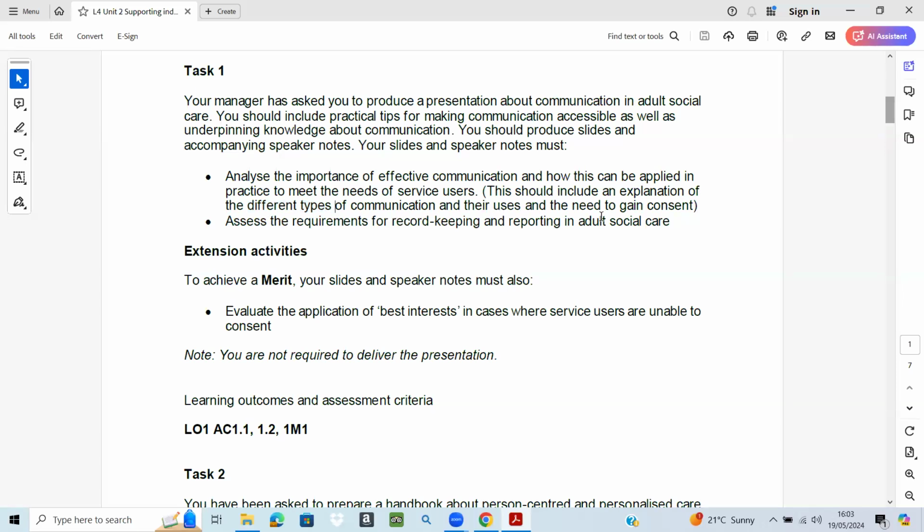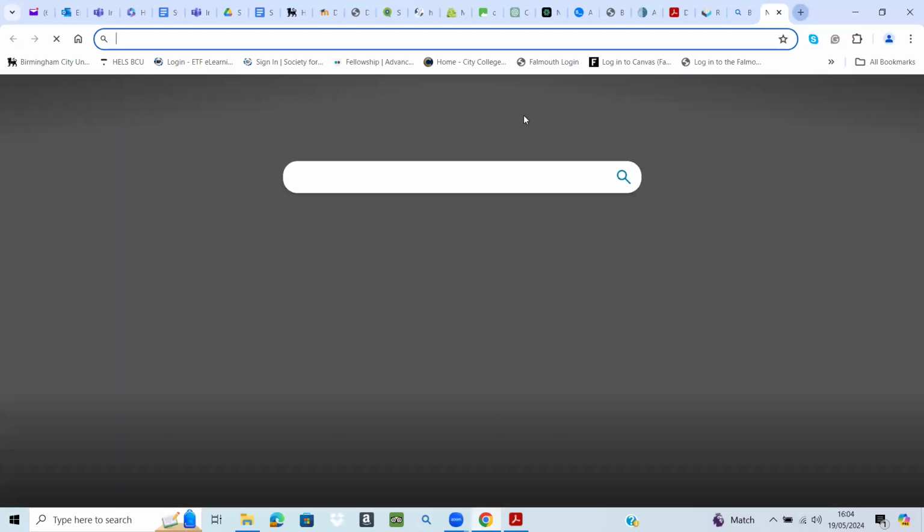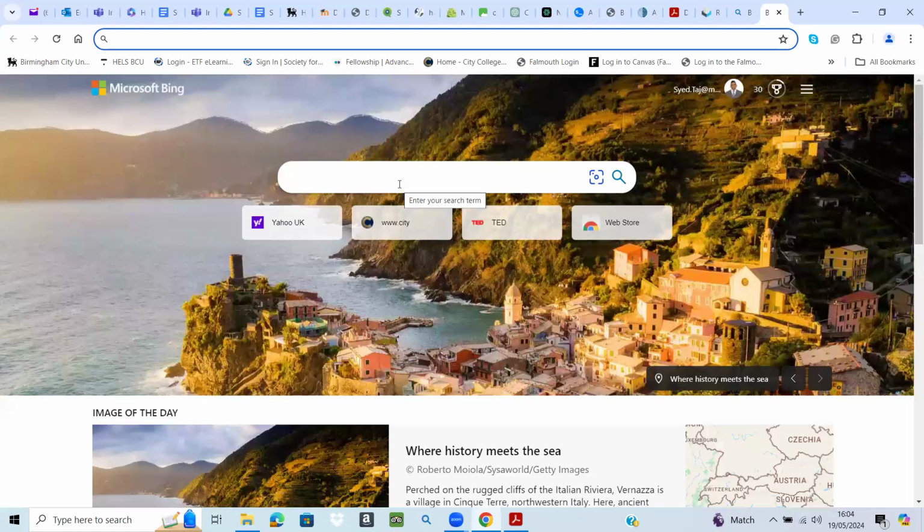Then their uses and the need to gain consent. We need to discuss consent. Then for record keeping and reporting in adult social care, we need to discuss the requirements for record keeping and reporting in adult social care. So these all are the important aspects. For example, I told you that I'll show you an example. If I think that this is the important keyword, then I'll copy it, and we have different options here.